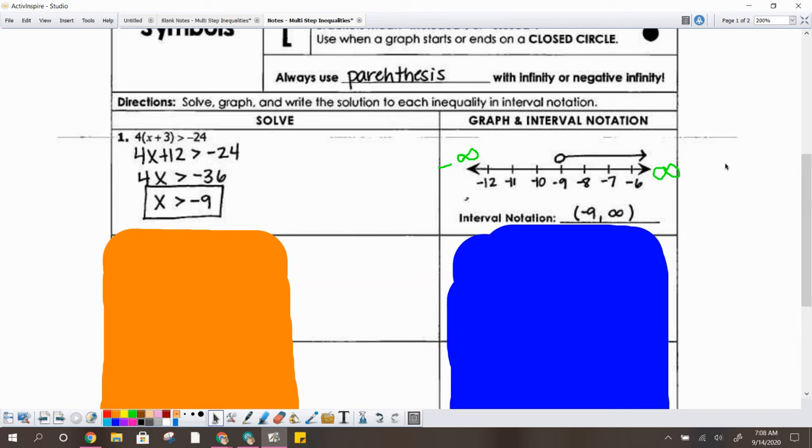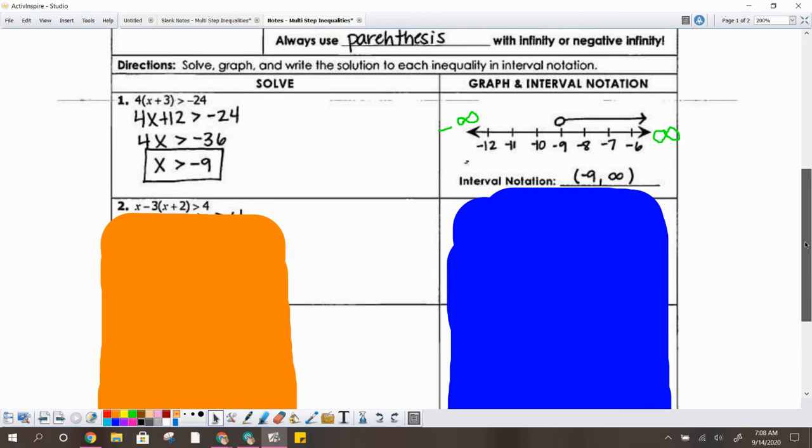But since we're shading to the right, we have our negative 9, because that's the smallest part of our graph, and it's not included, so it's a parentheses. And then we're shading towards infinity, which would make it infinity as the other part. All right, so example 2.